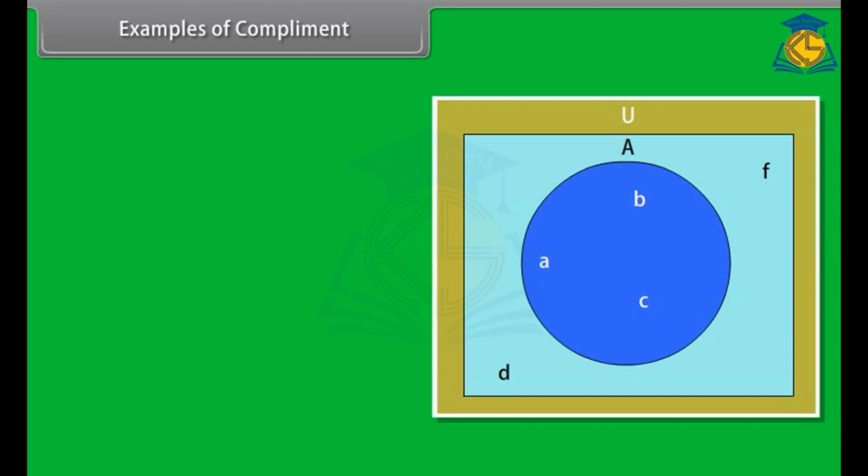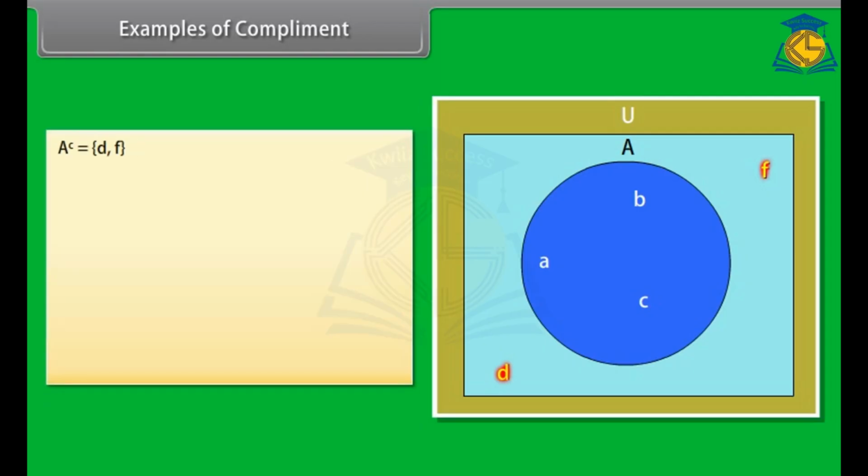Examples of complement. Take a close look at the figure. D and F are in U, but they are not in A. Therefore, complement of A is equal to {D, F}. Let's find the complement without looking at Venn diagram.